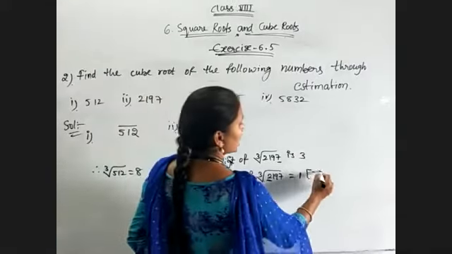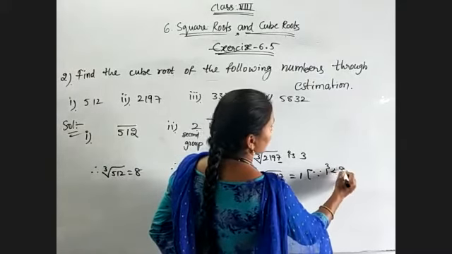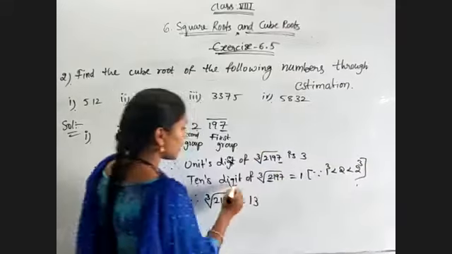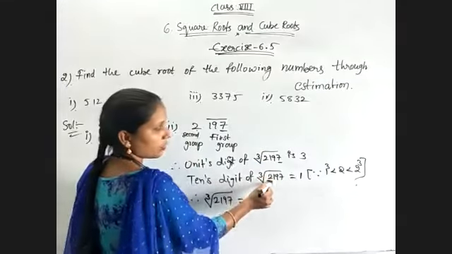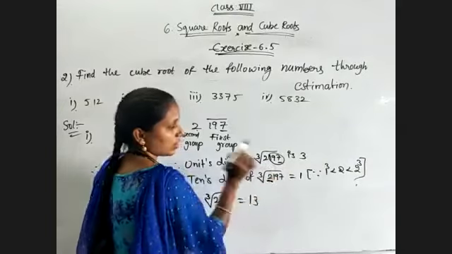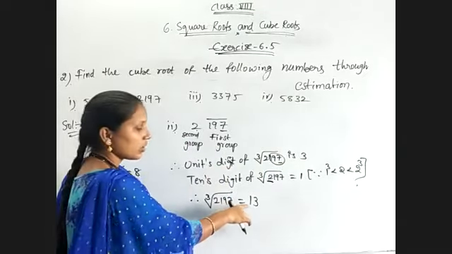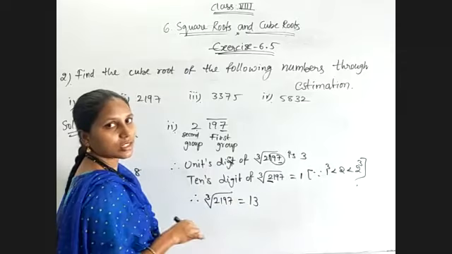Since the second group lies between 1 cube and 2 cube, the lesser number we need to select. So the tens digit will become 1. That's all.